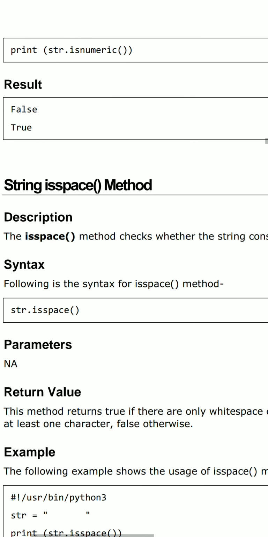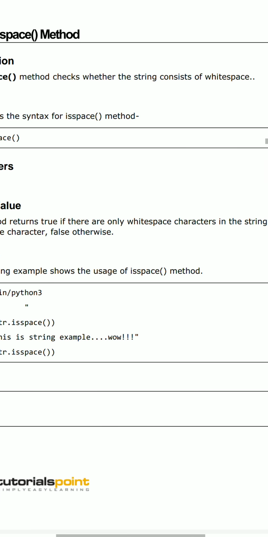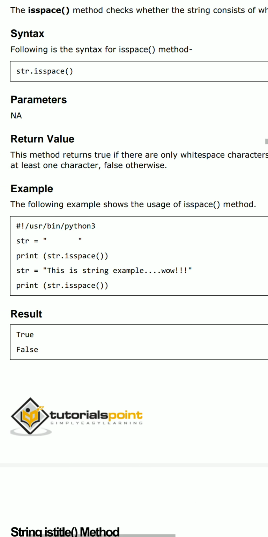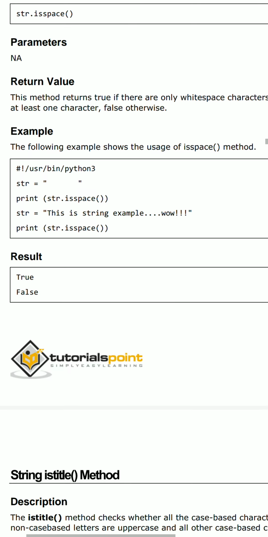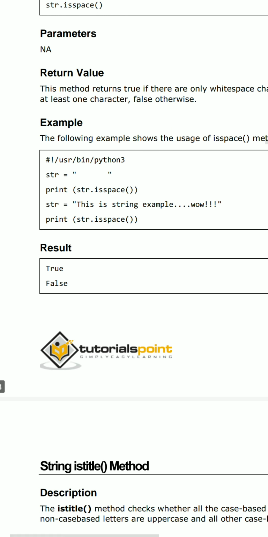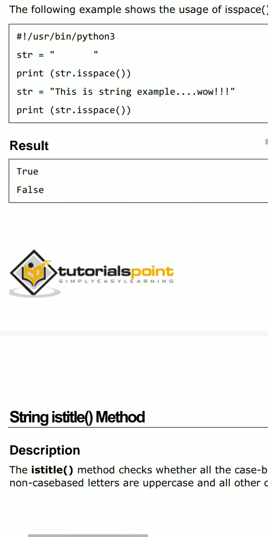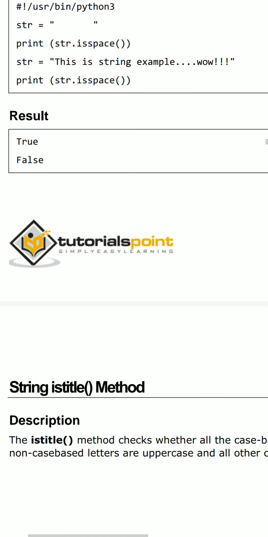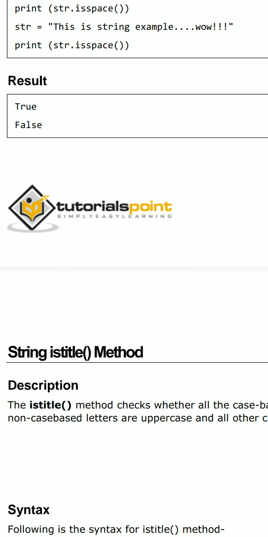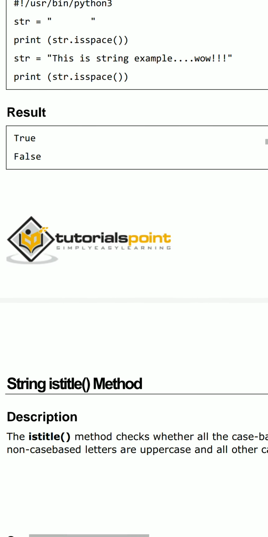And then I have another method called the isspace method. This method checks whether the string consists of white spaces, that means spaces. The syntax is string.isspace(), it has no parameters, and it returns the value true if there are only white space characters in the string and there is at least one character; otherwise it returns false. Here I have taken a blank space enclosed in double quotes and call the method string.isspace(), and then taken another statement, "this is string example", and call the method string.isspace(). Executing these statements, I got the results true and false.